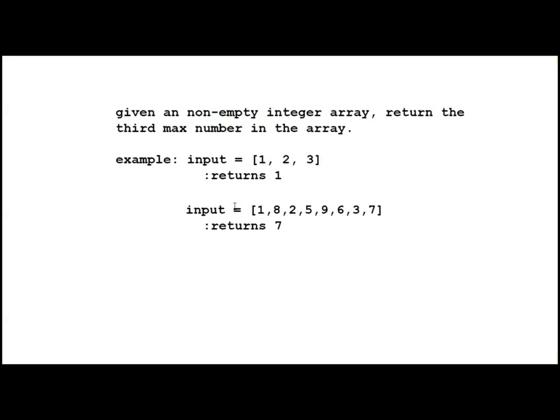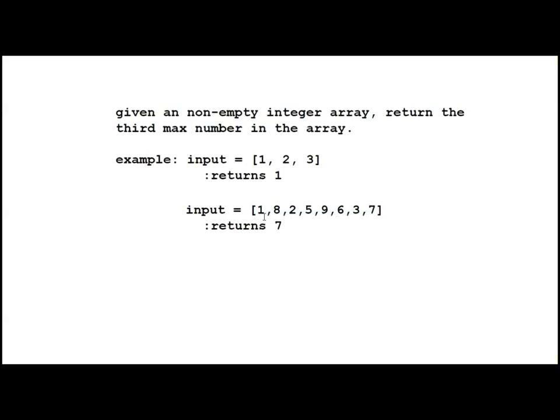And in this case we have an input of 1, 8, 2, 5, 9, 6, 3, 7, and by just looking at it we can figure out 9 is the highest and 8 is the second and the 7 is the third highest. So when we have such kind of questions, what comes to your mind?